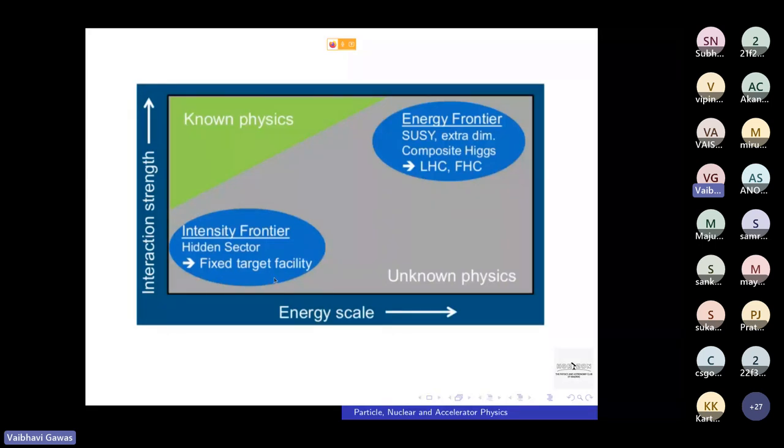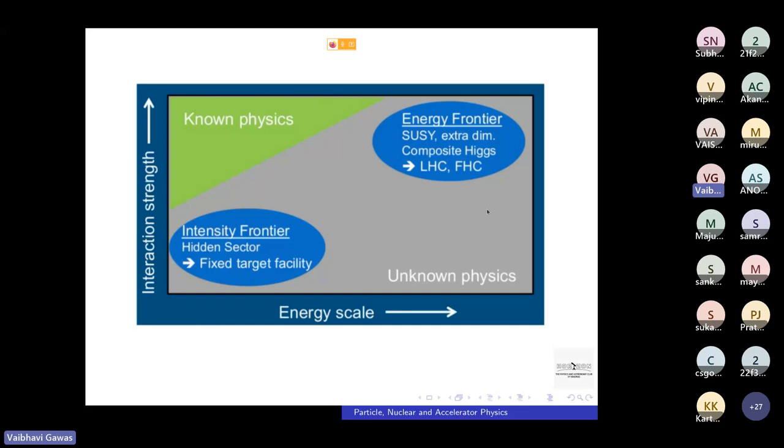The low interaction strength and low energy scale processes are studied by the fixed target facilities, where you have one fixed target and the beam will collide against it. These are called the intensity frontier experiments, because they are happening at low interaction strength, and that's why you need a very high intensity of your particle beam. There's a sort of unknown physics over here that is being studied.